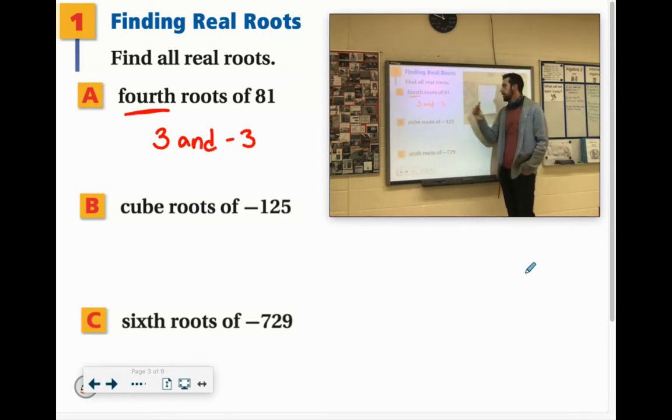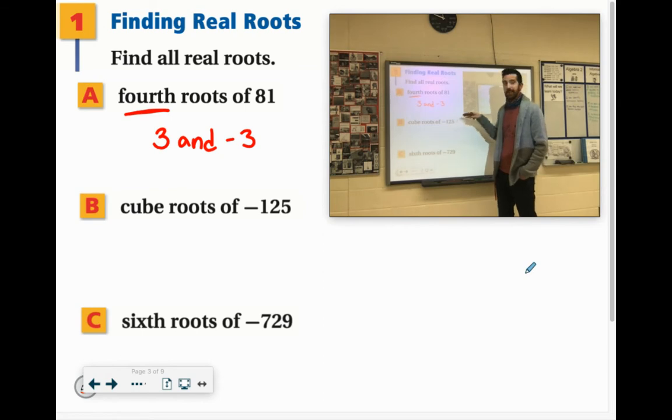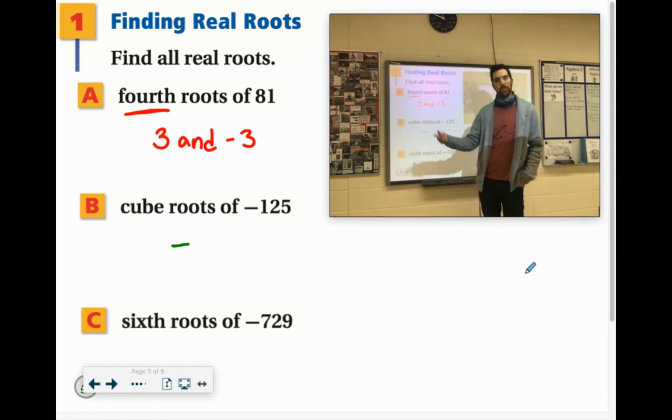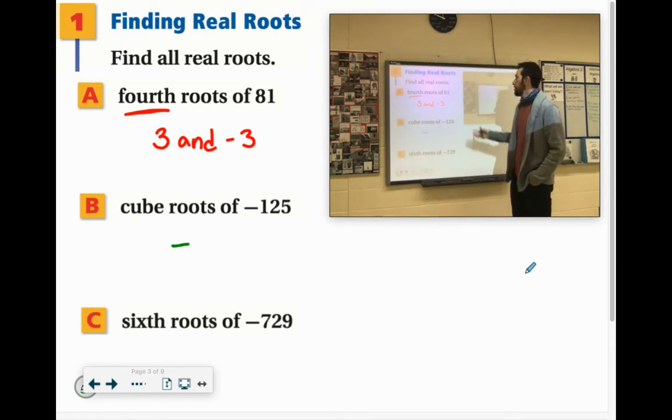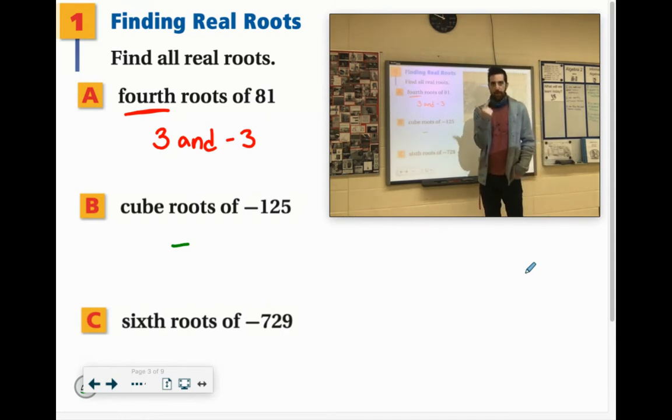Cool. Cube roots, it's an odd root that we're looking for, so there's only going to be one answer. Cube root of -125. We know it has to just be negative, because if you had 3 positives times themselves, it would still stay positive. Cube root of 125 is 5, because 5 times 5 is 25, times 5 gives you 125. So -5 for the cube root.